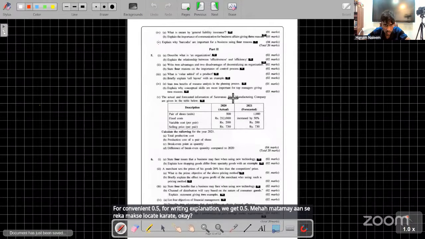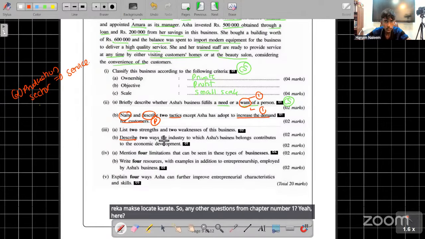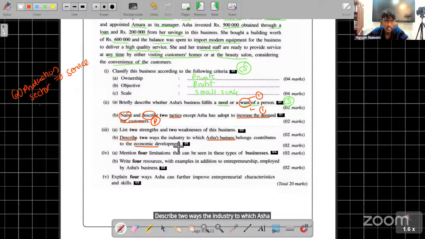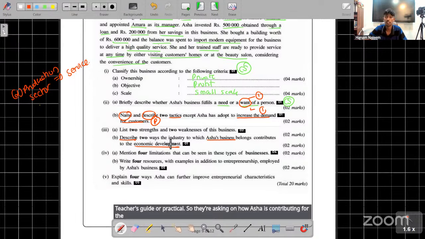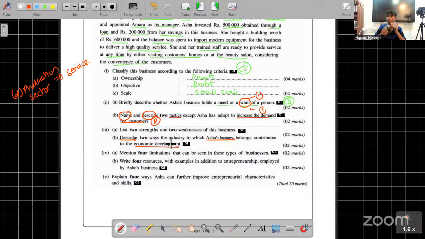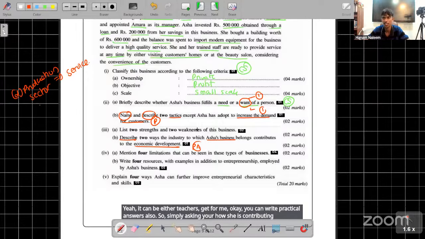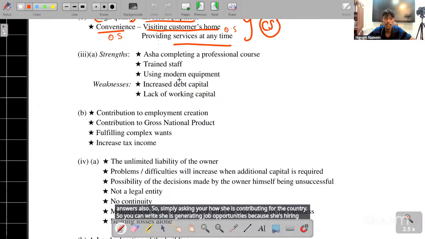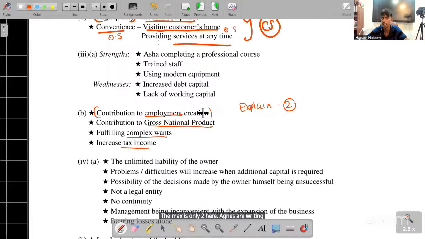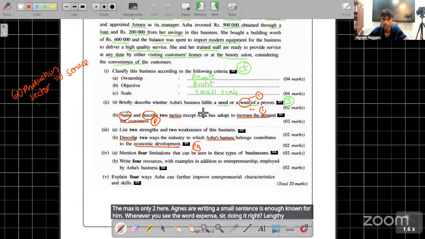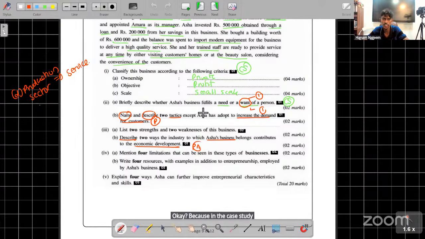Okay. So any other questions from chapter number 1? Here: describe two ways the industry to which Asha belongs contributes to economic development. Teacher's guide or practical? They're asking how Asha is contributing to the economy's development. You can write practical answers also. Simply they're asking how she is contributing to the country. So you can write she is generating job opportunities because she's hiring employees. Employment creation, contributing to the GDP, fulfilling the wants of the people, paying taxes on time. No need to explain at length. You may think, sir, do we need to write a big sentence? No, because even if the question says explain, the marks are only 2 here, so writing a small sentence is enough. Don't worry. Whenever you see the word explain, do we need to write lengthy sentences? No, no, no. Don't take exports, because in the case study they are talking about exports, so hold that for now.